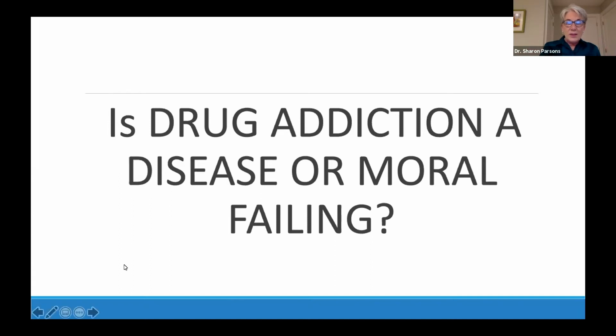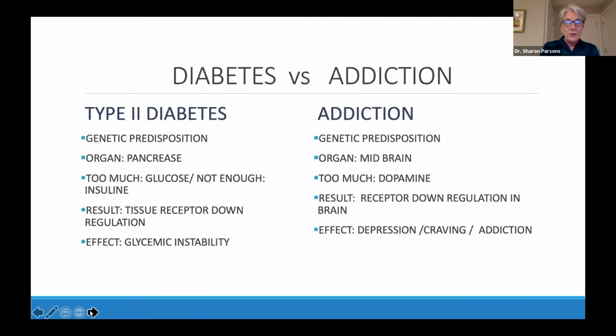So is drug addiction a disease, or is it a moral failing? Well, if you look at what makes something a disease, let's compare diabetes and addiction. Type 2 diabetes, there's a genetic predisposition. Same with addiction. There's an organ involved. In diabetes, it's the pancreas. In addiction, it's the midbrain. Diabetes has too much glucose, not enough insulin. Addiction, too much dopamine. So the result is tissue receptor downregulation, and in addiction, receptor downregulation in the brain. The effect, glycemic instability versus depression and craving.